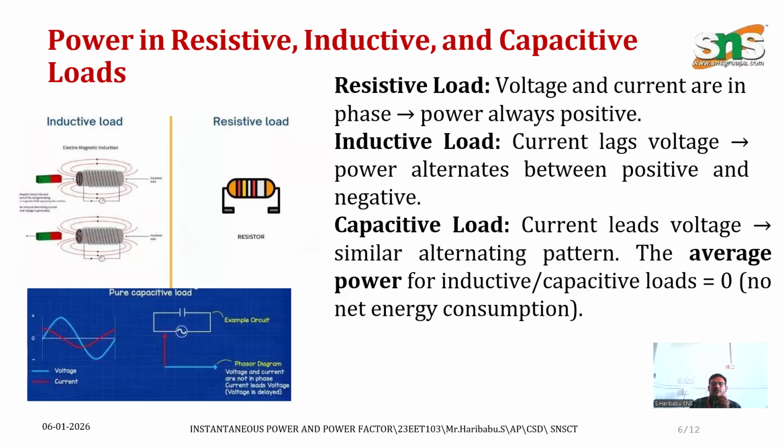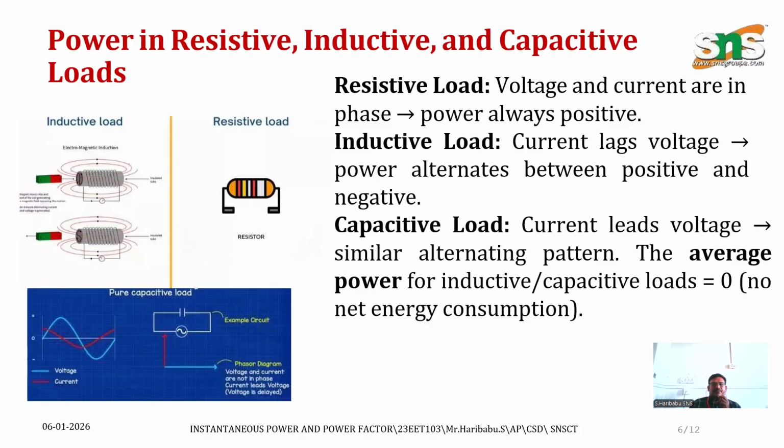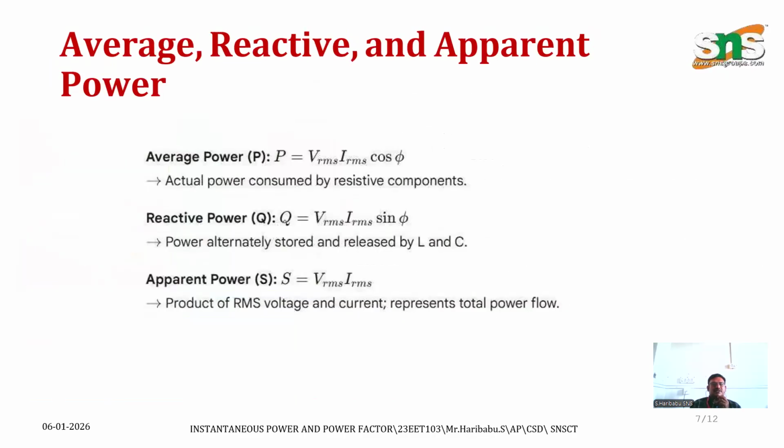So inductive is current lagging, whereas in capacitive it is leading. Similarly, with the alternating pattern, the average power of inductive and capacitive loads is equal to 0. So there is no net energy consumption, whereas in the resistive section.